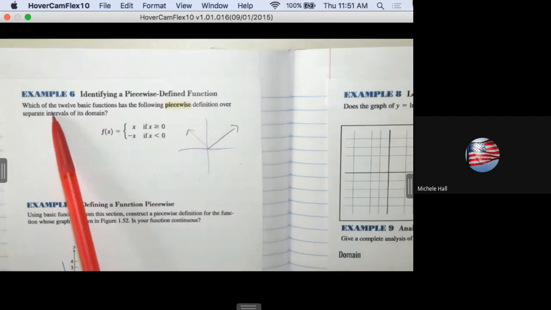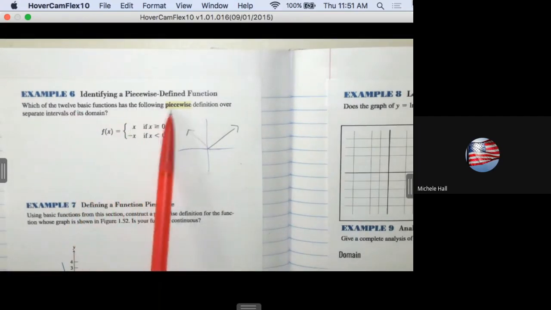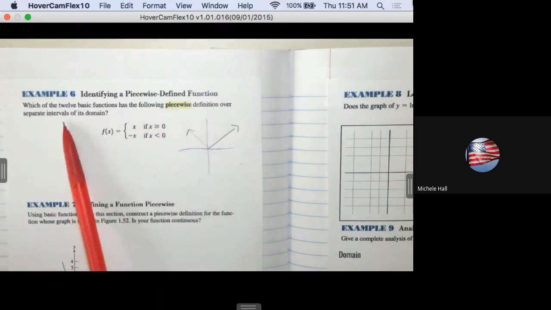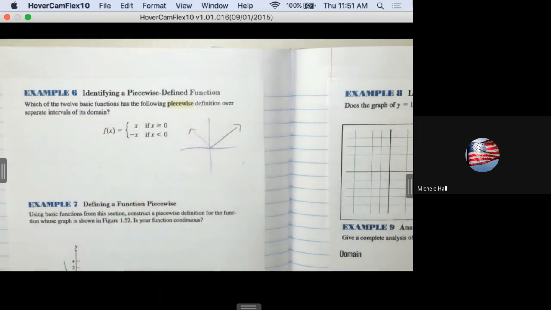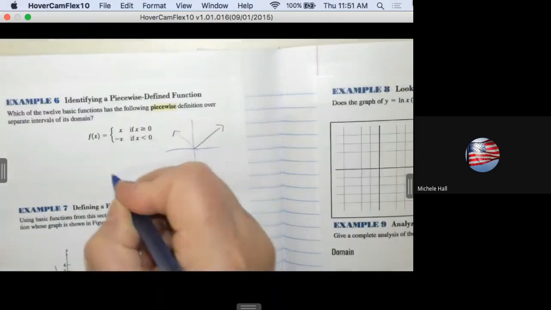Now, what does it say? Which of the 12 basic functions has the following piecewise definition over separate intervals of its domain? Well, what function is that? That's the absolute value function.